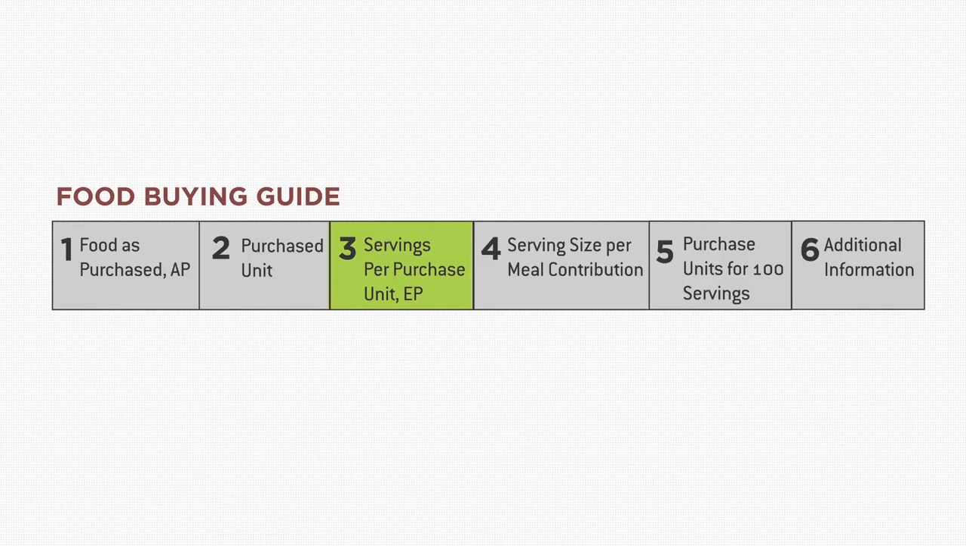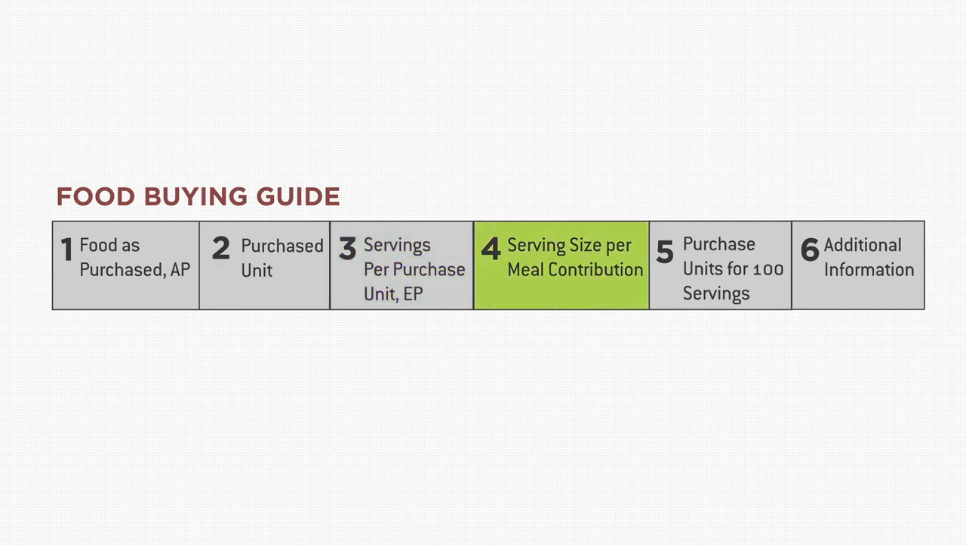Column 3, Servings per Purchase Unit, Edible Portion, or EP, shows the number of servings of a given size, which is found in column 4, from each purchase unit from column 2. It is based on average yields from good quality foods prepared in ways that result in a minimum of waste.